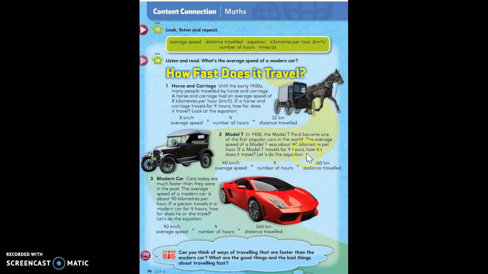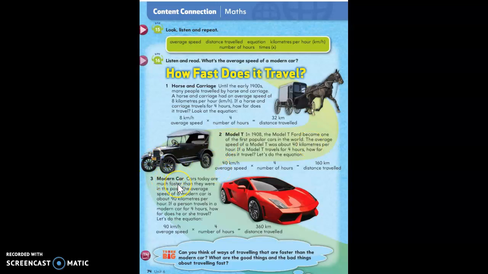If a Model T travels for 4 hours, how far does it travel? Let's do the equation. 40 kilometres average speed times or multiplied by 4, the number of hours. 4 times 40 makes 160 kilometres travelled. So it could travel from here maybe to the seaside in 4 hours. Okay, directly down to Genova, or not quite so far.